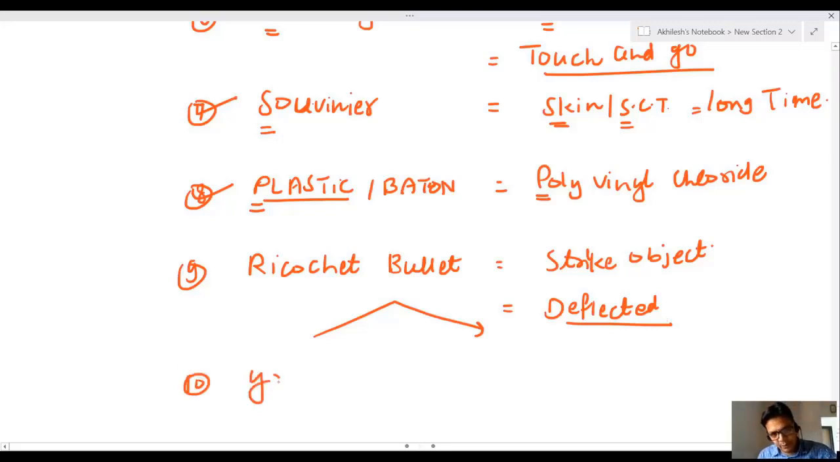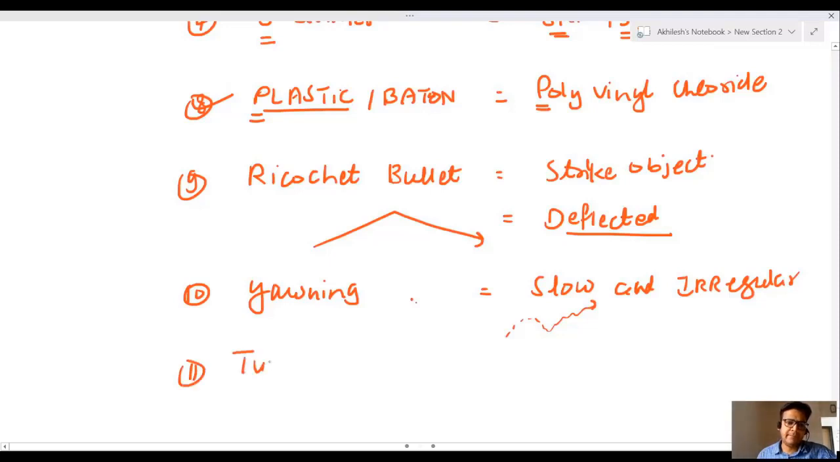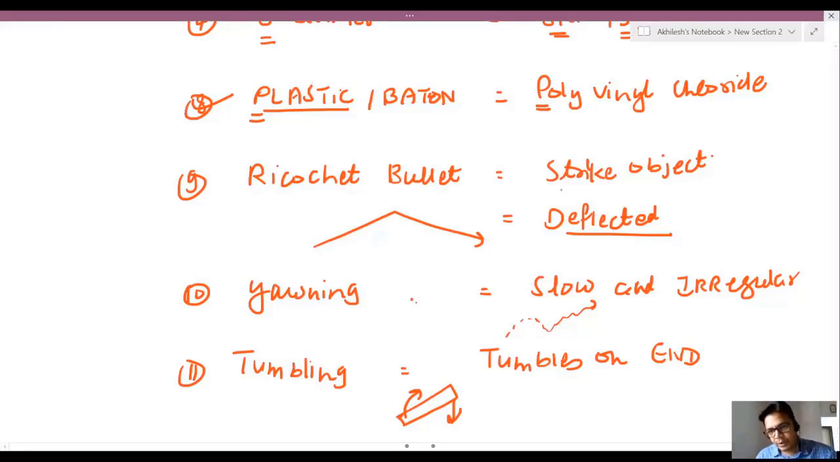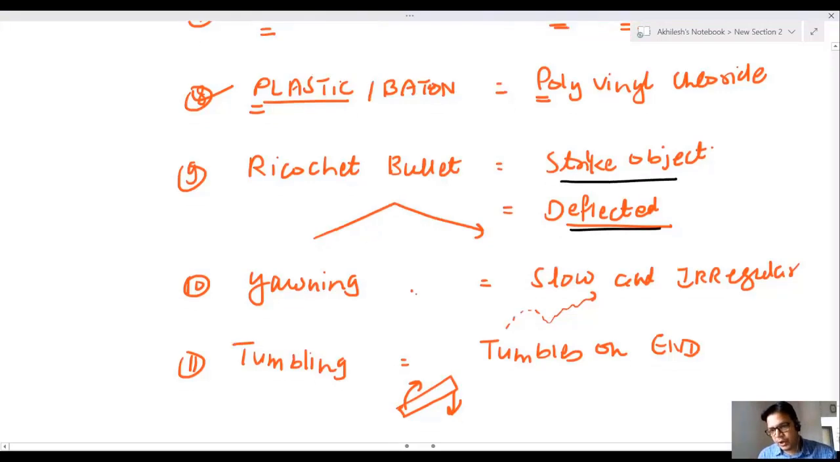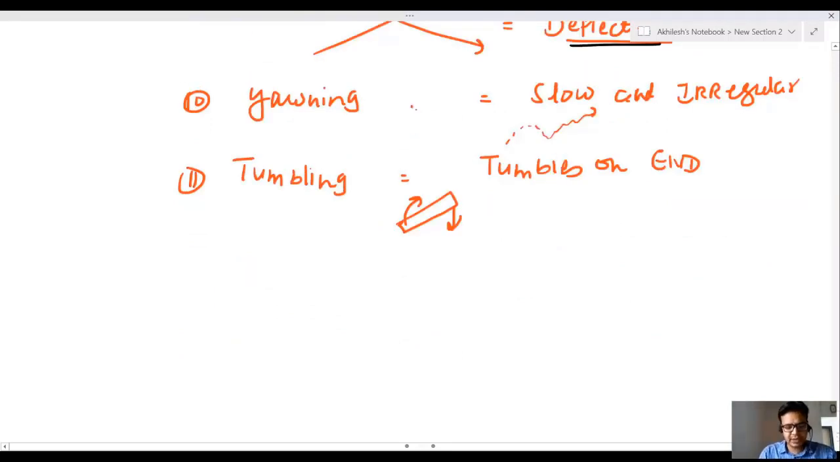Number 10, yawning bullet. Slow and irregular bullet, like this. This is known as a yawning bullet. Tumbling bullet, which tumbles on end. Any bullet which tumbles on one end, then the other end, is known as a tumbling bullet. Ricochet bullet strikes the object and deflects. Yawning bullet is slow and irregular. Tumbling bullet tumbles on end.